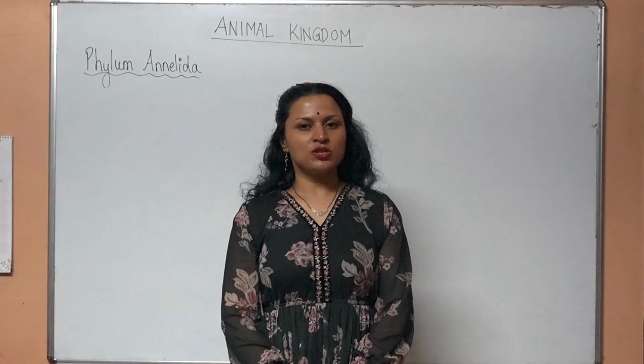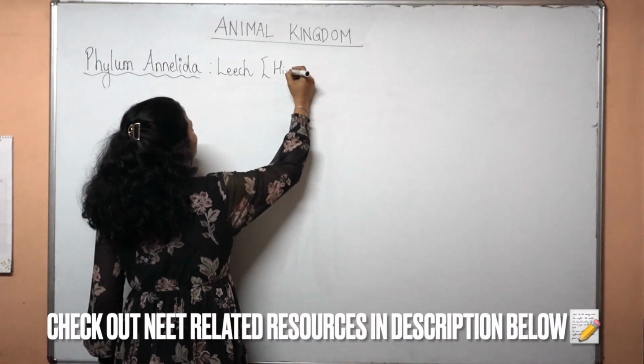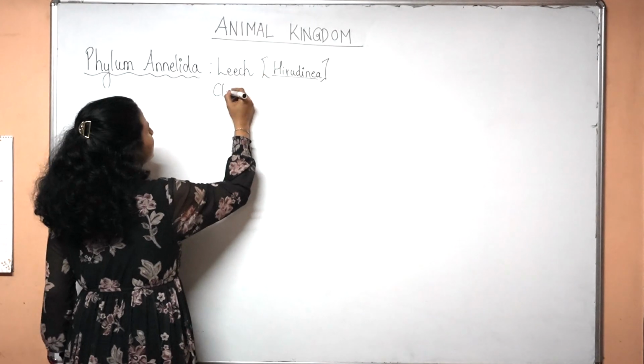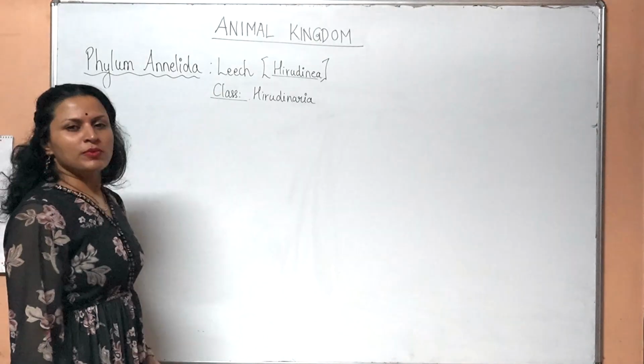Hello students, we are on Phylum Annelida and we have completed earthworm and nereis, and now let us do the third example of a special annelid, which is leech. Scientific name is Hirudinea and the class that it belongs to is Hirudinaria.